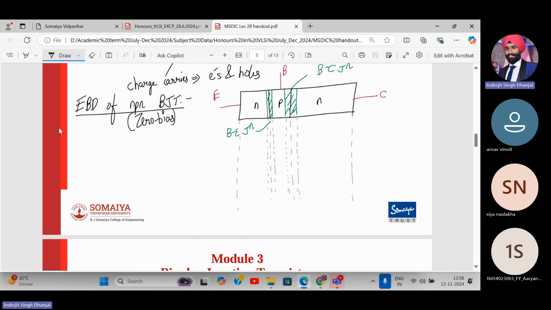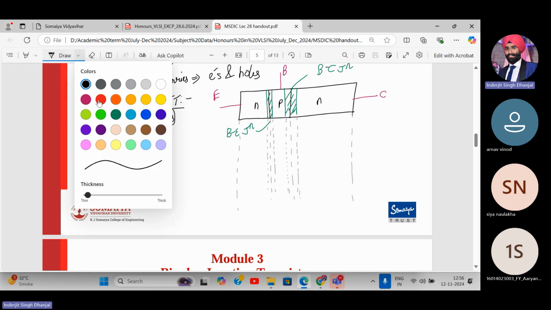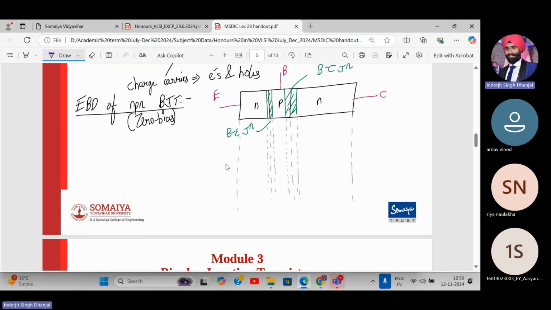So what happens in thermal equilibrium? The Fermi level will align itself, no? So in thermal equilibrium, the Fermi level will be the same for all three semiconductors. By the way, all of them are made of silicon: silicon, silicon, silicon. If the materials are different, then it is not silicon, it will be a heterojunction BJT, HBT.